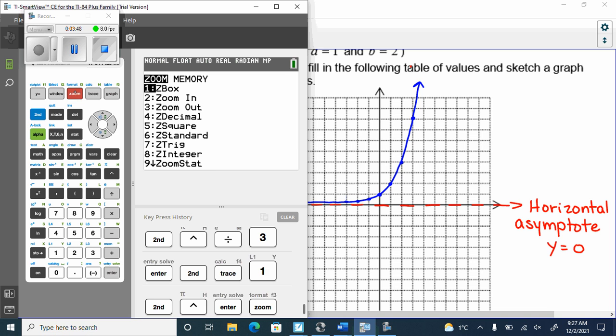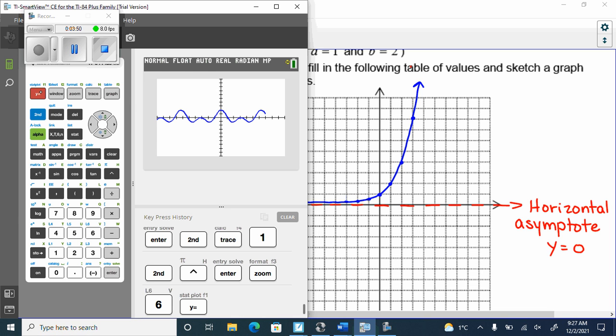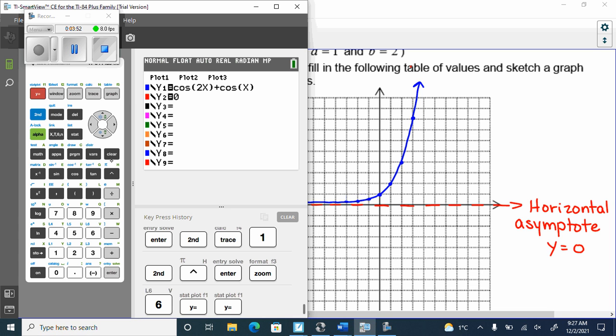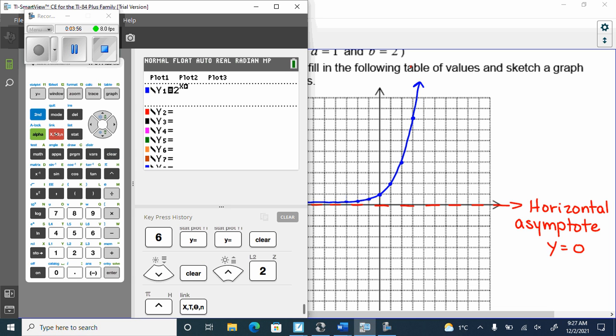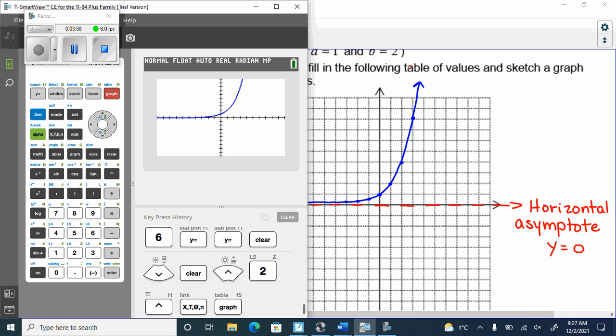I would go zoom 6. Clear that out. And we're going to go 2 to the power of x. I'm going to press graph. Do you see that?